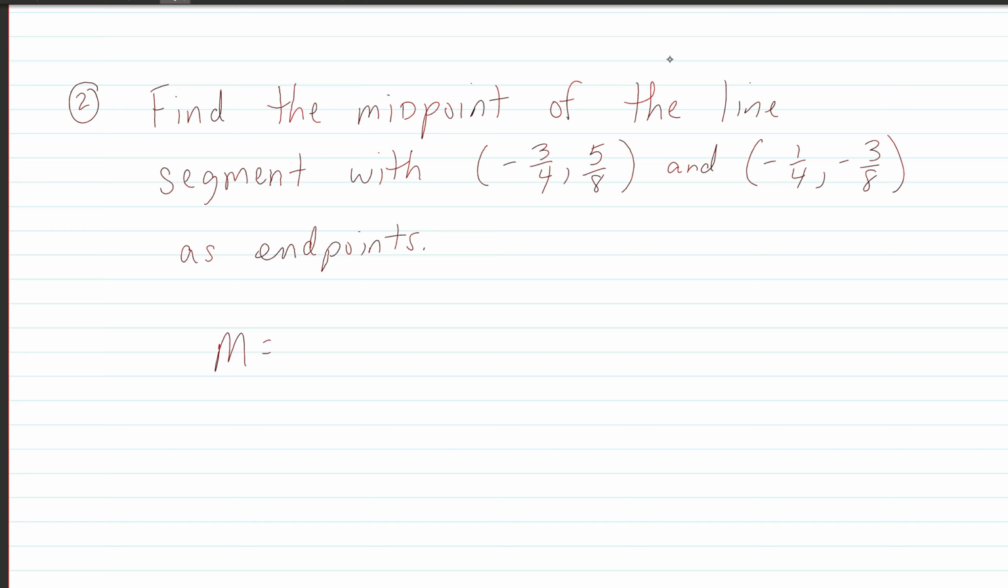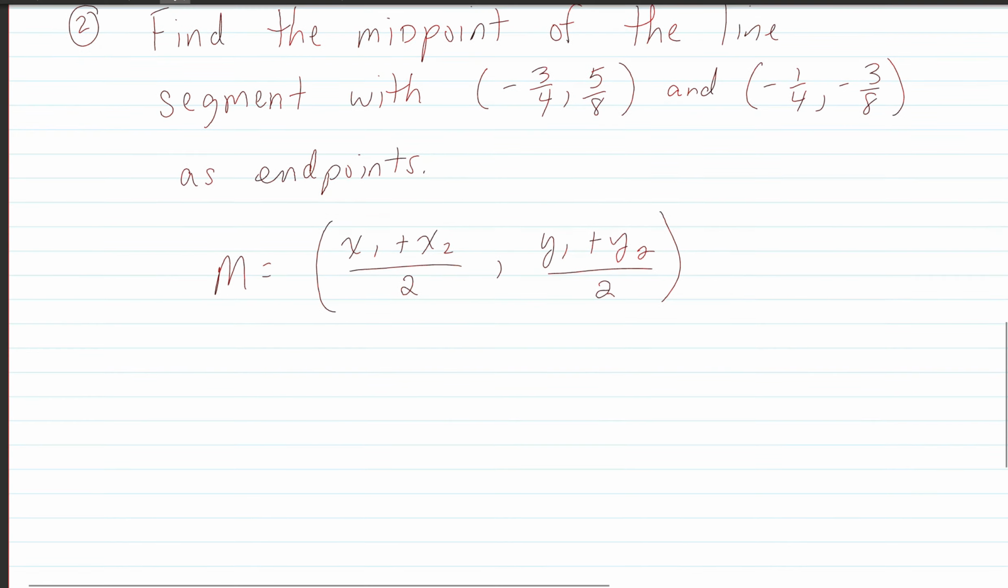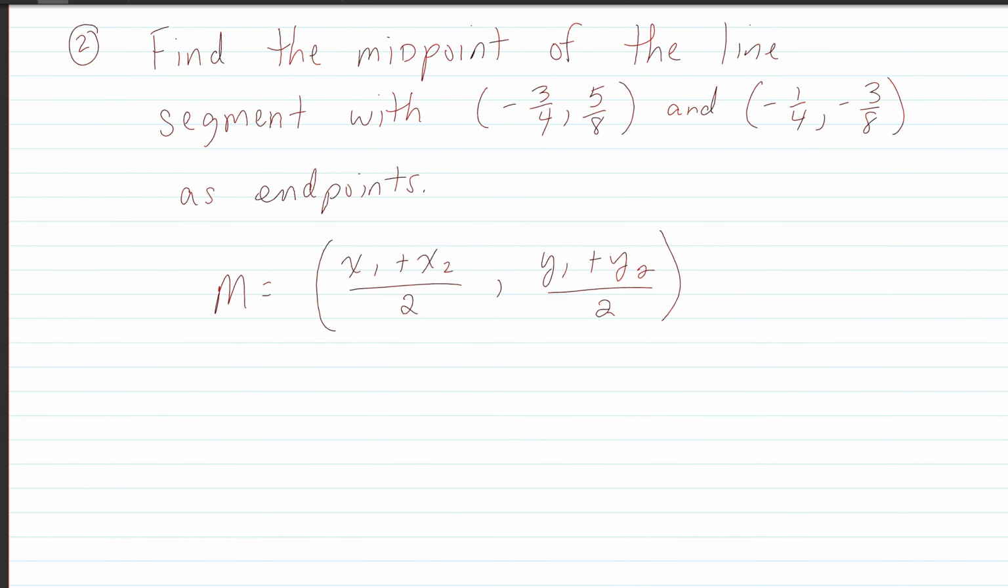The midpoint formula, as stated earlier, was x sub 1 plus x sub 2 over 2. It's just like taking the average of the x's, comma, y sub 1 plus y sub 2 divided by 2. Again, now we're taking the average of the y's. So the first thing I'm going to do is label our x's and y's.